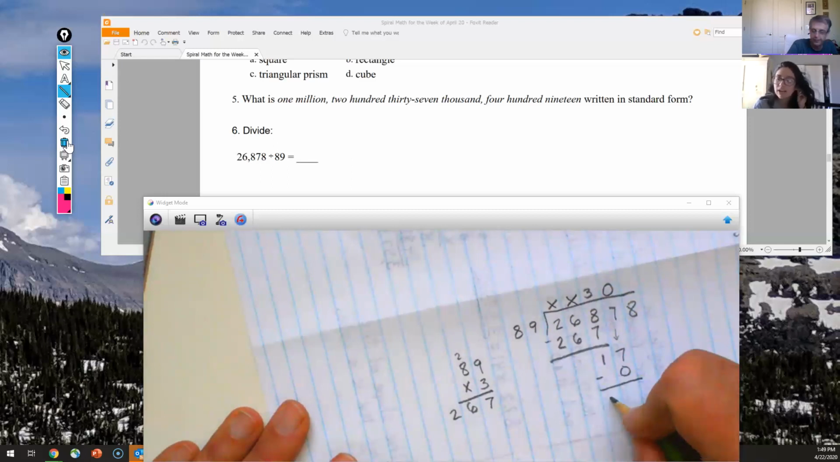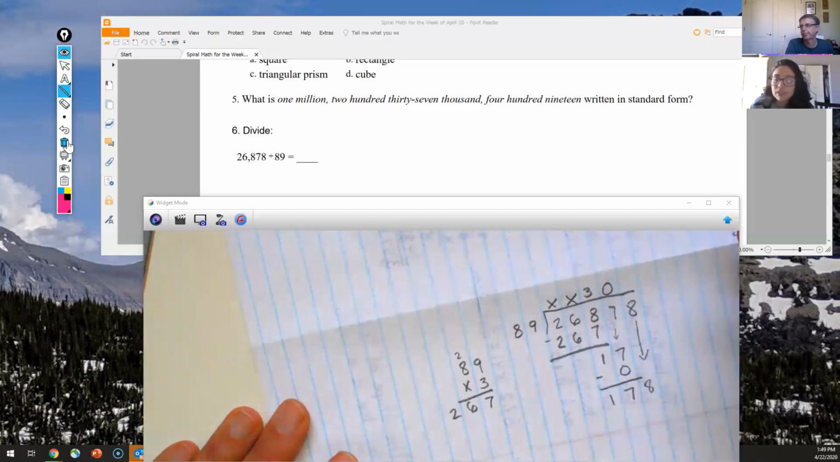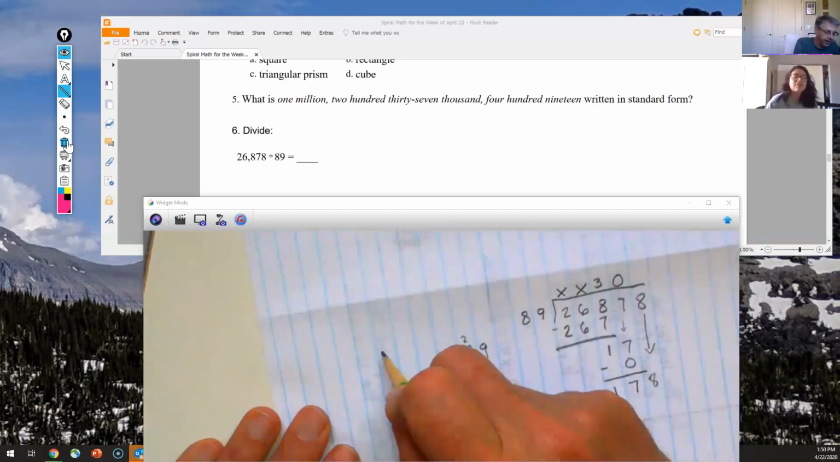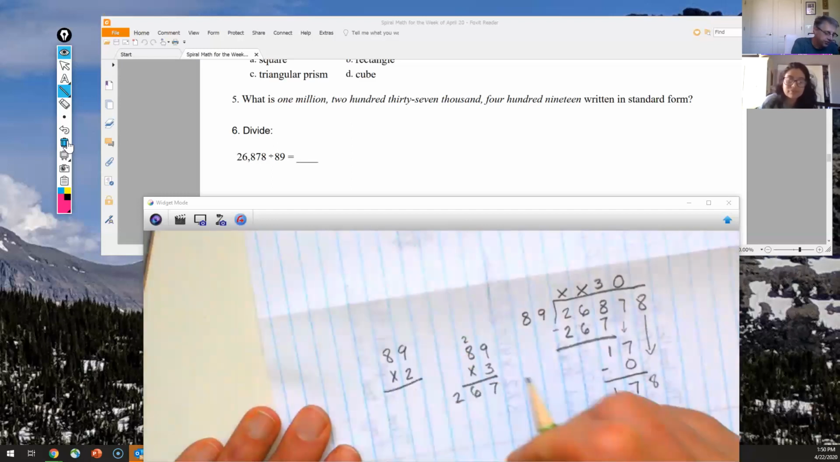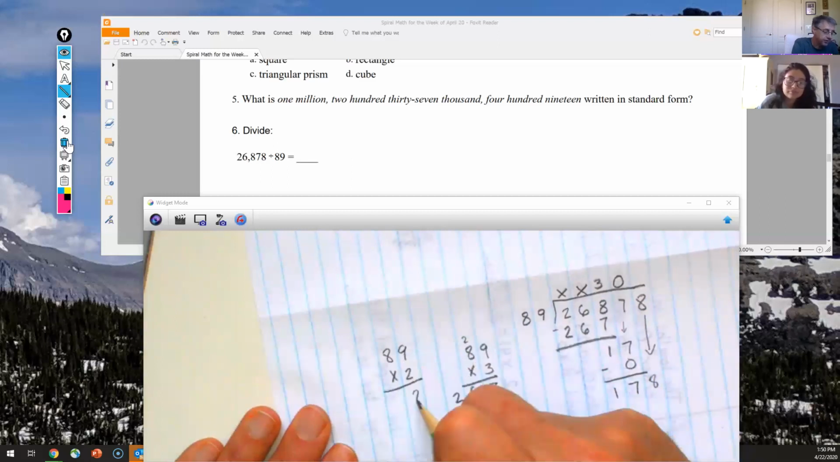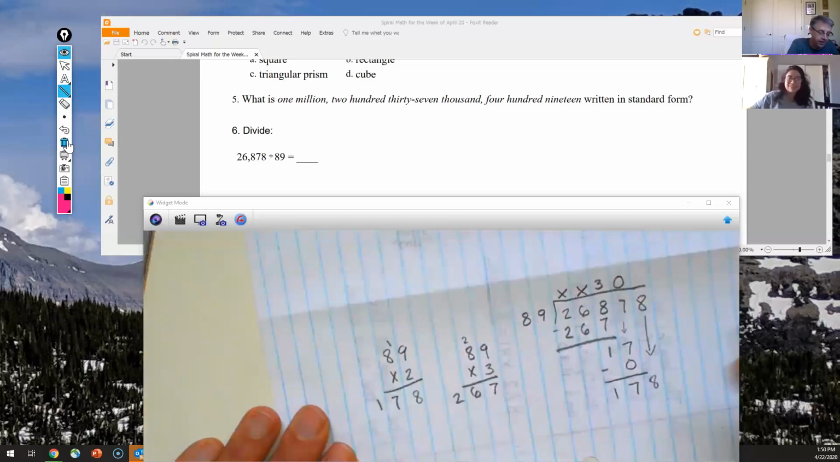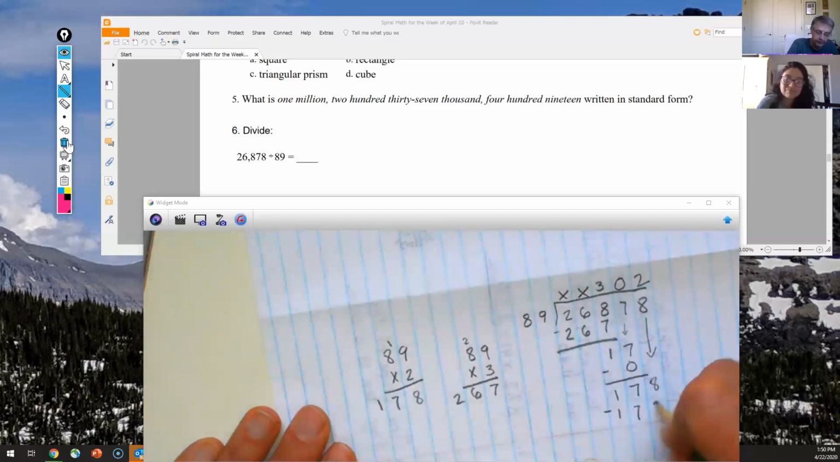But then we're going to go ahead and drop our 8 from our 26,878. And I believe that 89 goes in twice to 178. Let's multiply it out and find out. This is one of those ones I cannot do as mental math, so I'm going to try it. 9 times 2 is 18. 8 times 2 is 16 plus 1 is 17, 8. Spot on. All right, so we'll go ahead and put here 89 times 2 equals 178. Subtract those out. You end with 0. Excellent.